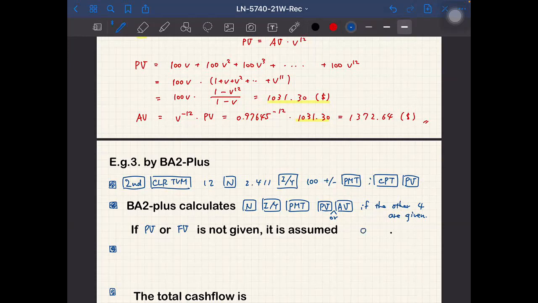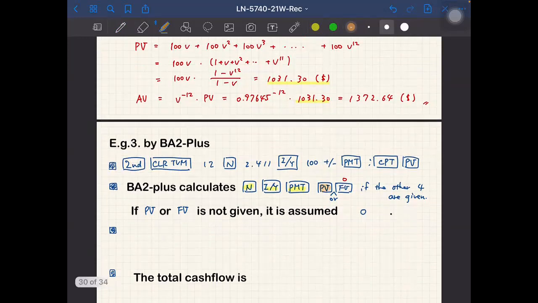So in our case, we give N, we give the interest rate, and we give the payment, and we don't use the accumulated value, the FV in the calculator. So we didn't use FV. So the calculator assumed that the FV is equal to 0. So based on this information, it calculates the PV. This is how the TVM function in the BA II Plus works.